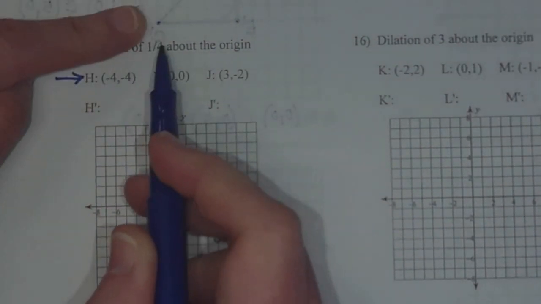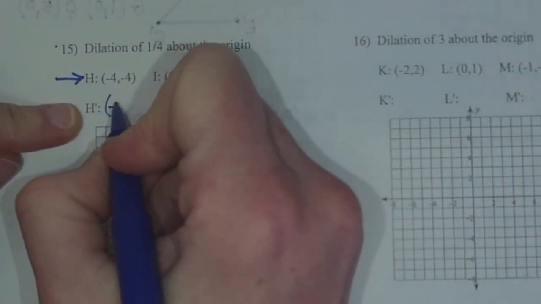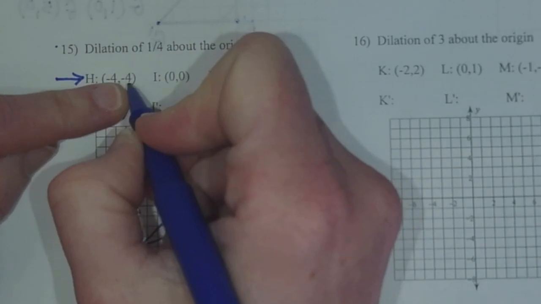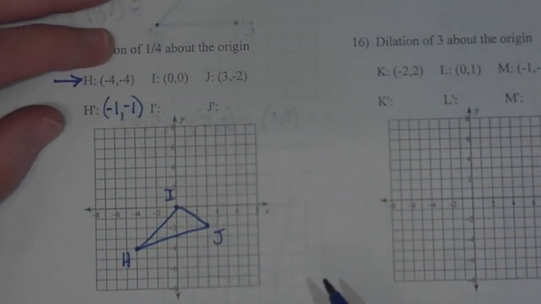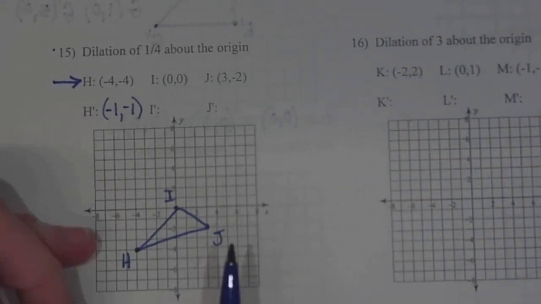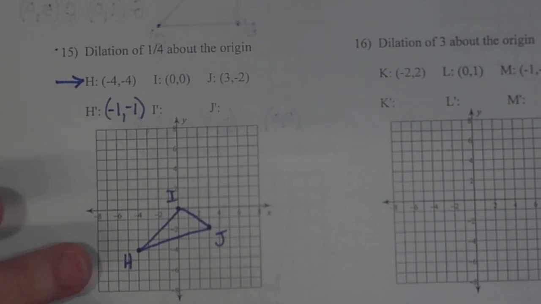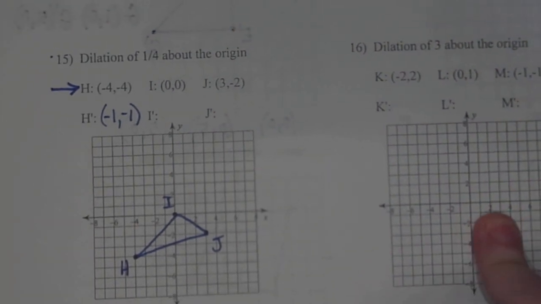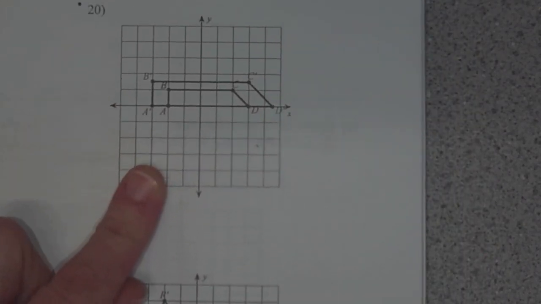Negative 4 times 1/4 for H prime. So negative 4 times 1/4 would give us negative 1. And then negative 4 times 1/4 again would give us negative 1. And so on. The process here is just the same as what we just did for number 2, or whatever that one was over on the first page. Okay, what I really want to show you is one where we work it backwards. So flip on over, and we're going to look at this one.